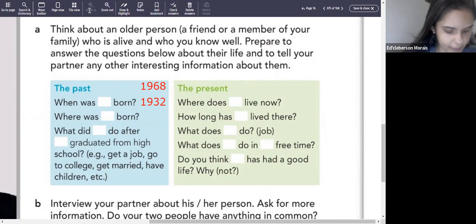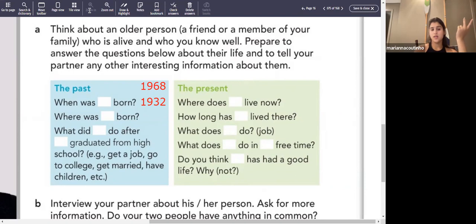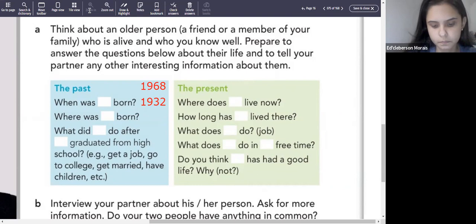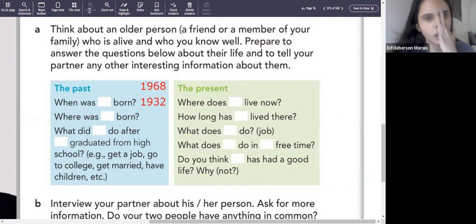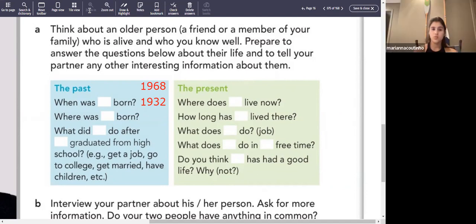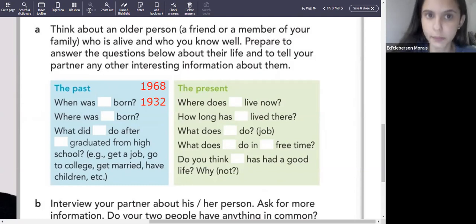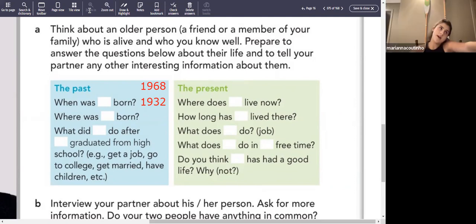What more about him? He got married. And they have two children. Okay, how many children? Two. One woman and one man. Okay, a man and a woman. Awesome. Is it your father's father or your mother's father? It's my mother's father. Okay, awesome.